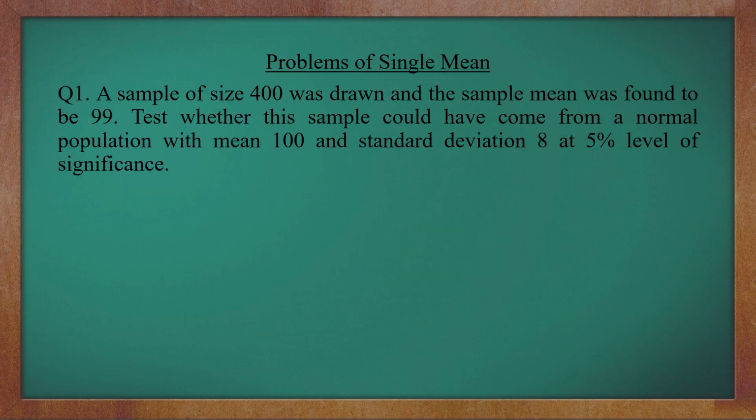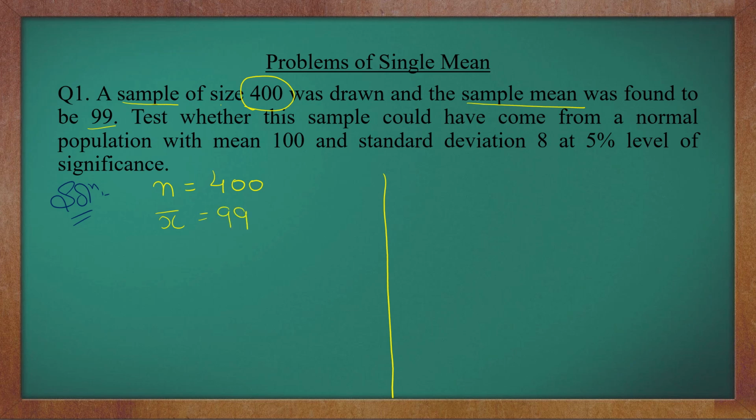Now let's start to solve some problems. Look at this example and read it. First of all, students, always understand the problem. Understand the question, then you can very easily solve any problem. A sample of size 100. How do we denote sample size? Small n. So n is 100, was drawn, and the sample mean was found to be 99. So X bar is 99.